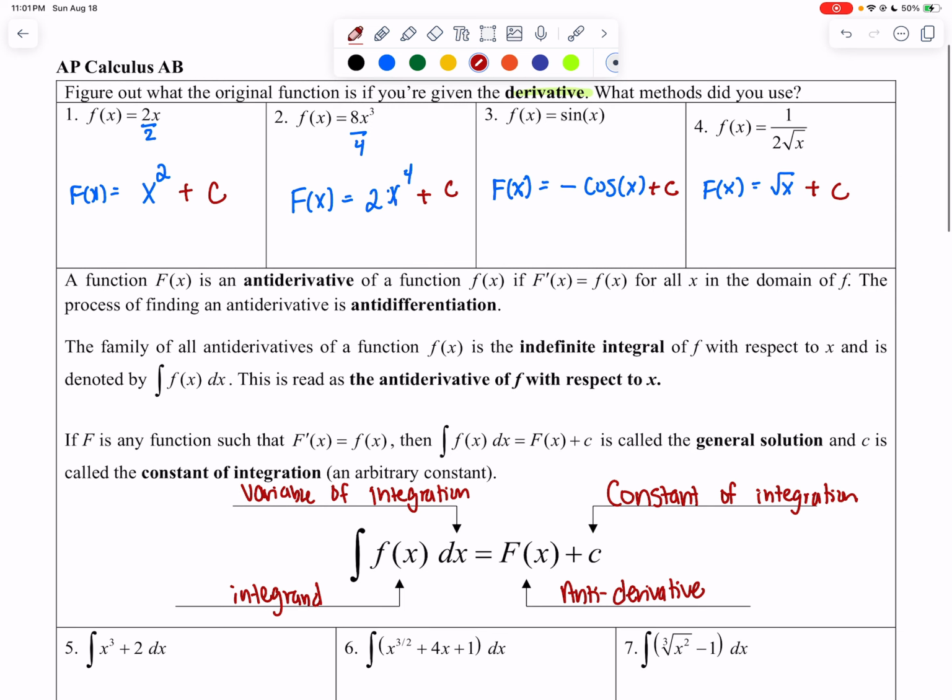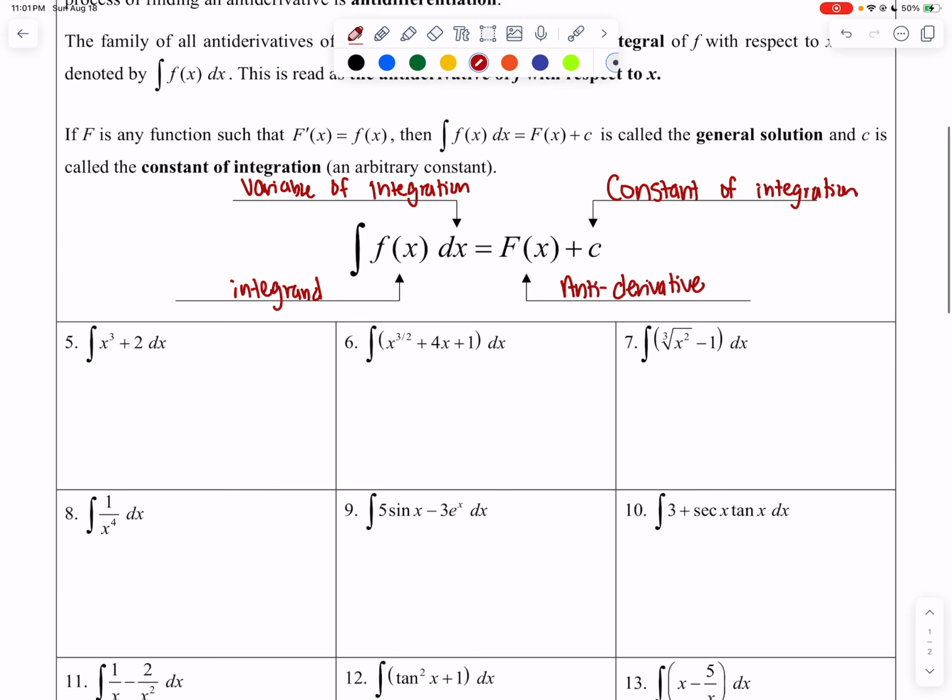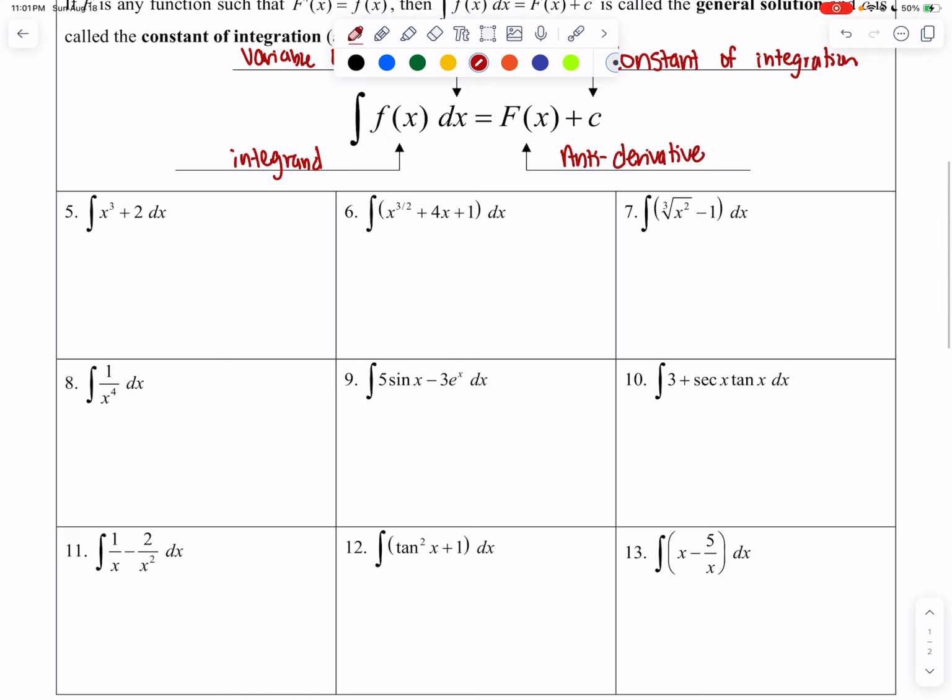All right. So looking at number 1 and number 2, we just did the opposite of the power rule, right? So that's what we're going to do here for these couple examples, where we are just going to do the opposite of power and see what happens. So the power rule for antiderivatives is what we call it.